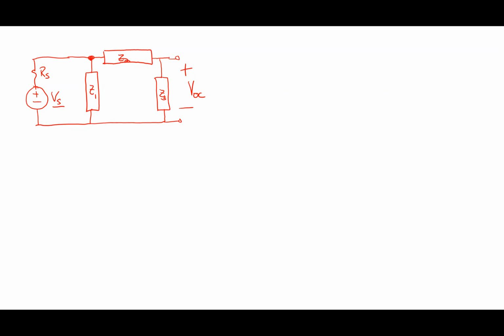In this case, what should I do? I heard somebody say, are Z1 and Z3 in parallel? They're not, right? There is a parallel combination here that I can look at. So Z1 is in parallel with something, isn't it? What's Z1 in parallel with? RS and VS. Z2 and Z3 are in series.